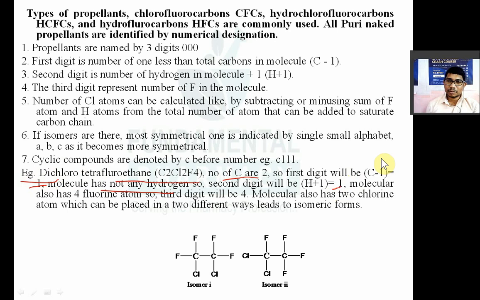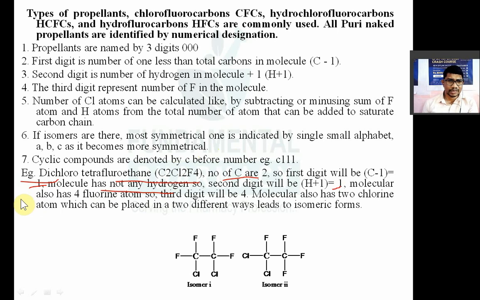Okay. So how to number the propellants? Are you getting or not? समझ रहे हैं आपको? How to number the propellants? This dichlorotetrafluoroethane is known as 114. Why? Because it has 2 carbons. So according to the formula CN-1, first digit आएगा आपका 1. फॉर्मूला नंबर ऑफ हाइड्रोजन प्लस 1, इसमें हाइड्रोजन 0, प्लस 1 आएगा. सेकंड डिजिट आएगा 1. एंड नंबर ऑफ फ्लोरीन इसमें 4 है, थर्ड डिजिट आएगा 4.